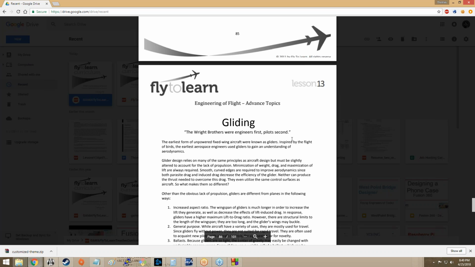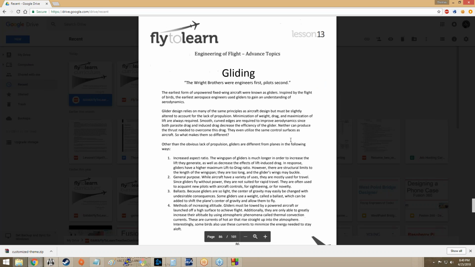Gliders also utilize the same control surfaces as aircraft, so what makes them so different from planes? Other than the obvious lack of propulsion, gliders are different from planes in the following ways. Gliders have an increased aspect ratio. The wingspan of gliders is much longer in order to increase the lift they generate, as well as decrease the effects of lift-induced drag. In response, gliders have a higher maximum lift-to-drag ratio. However, there are structural limits to the length of the wingspan. If they are too long, the glider's wings may buckle.